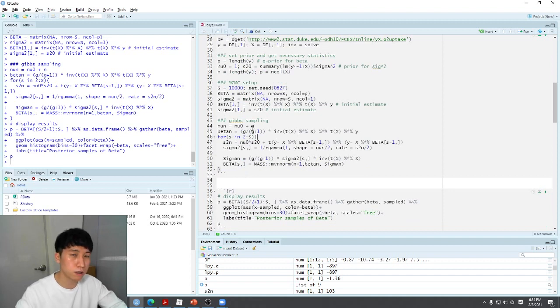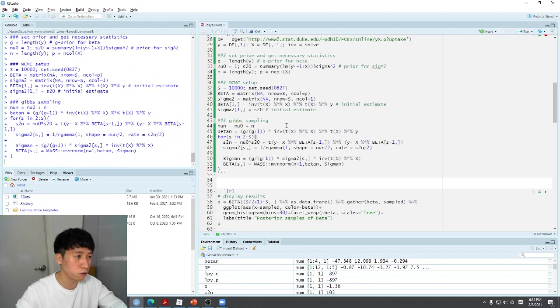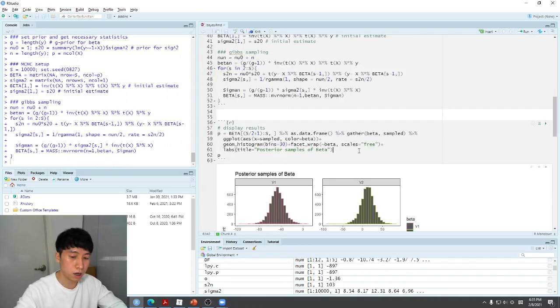For the Gibbs sampling, the essence of the coding is sequential sampling for each parameter. In this code, we sample sigma squared conditional on the data and given beta. In the next one, we sample beta conditional on the sigma value that was just generated. If you run this code, which is pretty quick in this case, then we get a result like this.